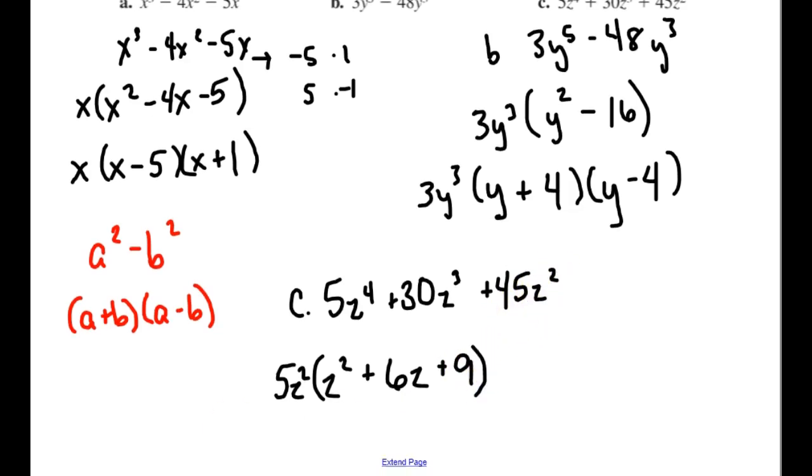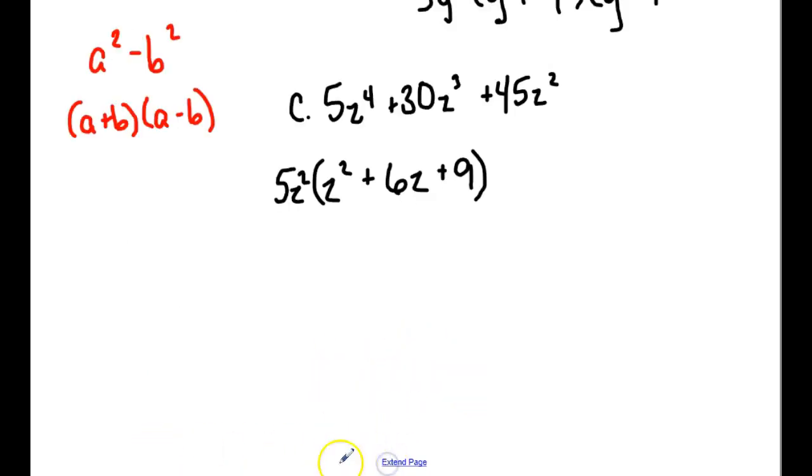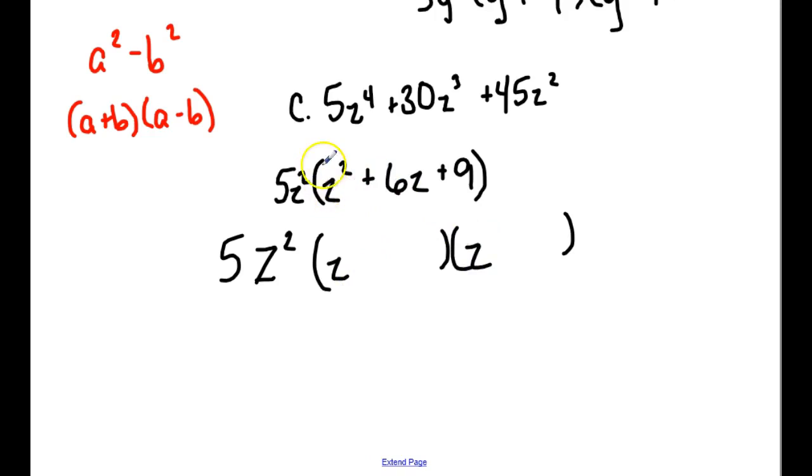Okay, so now I'm here, and now this looks more like part A. So again, I can factor from here. My 5z squared doesn't go away, but I know that I'm going to end up with two binomials from this, and I know that the first term in each of those is going to be z because my leading coefficient is 1. So now I come up with all of the factor pairs to get me a positive 9. Well, it can be 9 times 1, or it could be 3 times 3.